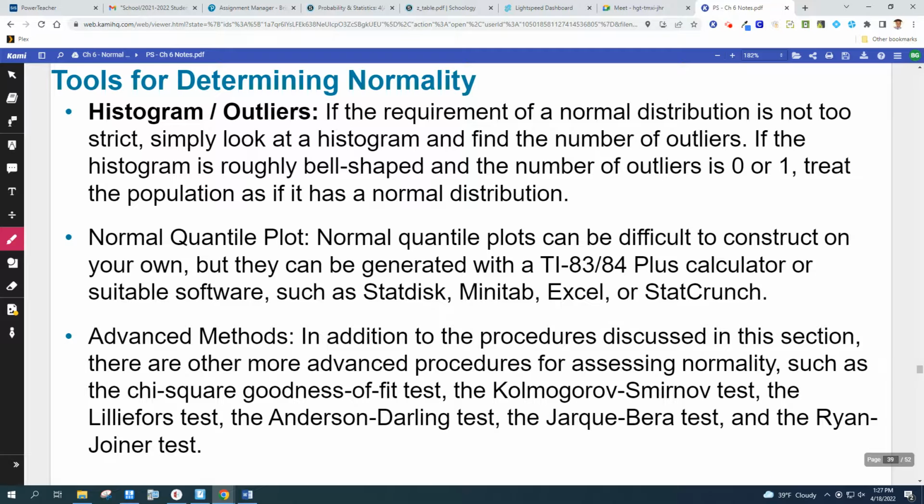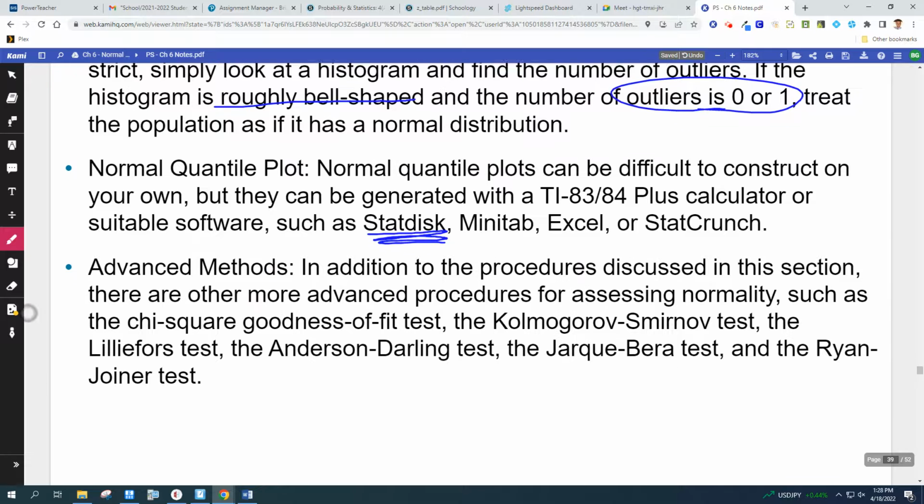Tools for determining normality. Again, we want to look at the histogram and the outliers. We want roughly bell-shaped and 0 or 1 outliers. 2 or more, we're thinking it's not normal. Normal quantile plot. This is hard to do on your own because you're going to have a lot of numbers, so I don't really want to do it by hand. We can use the TI-83, 84. We can use some other stuff. We're going to be using this website called StatDisk or one of these other things.